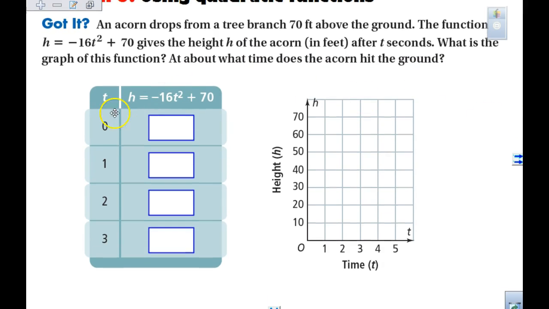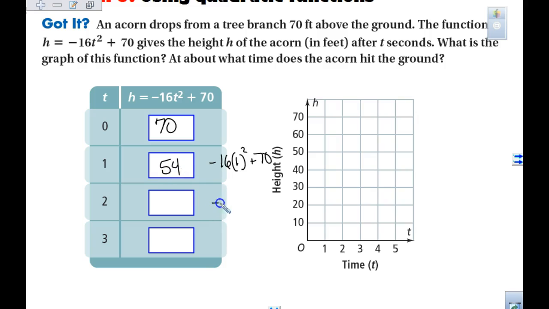Okay, so we're going to start off at 0. If you plug 0 into this equation, -16 times 0 squared is going to be what? 0. So plus 70 means we are going to get 70. Plug in 1. So we're going to be thinking it's -16 times 1 squared. Well, that's just -16, right? Plus 70. -16 plus 70 gives us 54.